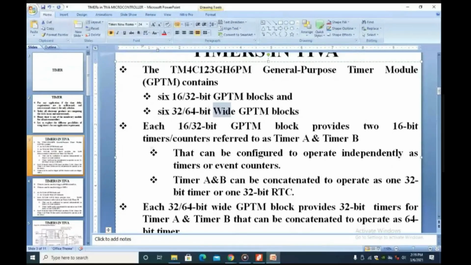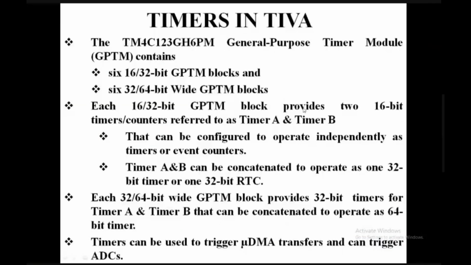And you can see the second bullet point. Each 16 or 32-bit general purpose timer module block provides two 16-bit timers or counters referred to as timer A and timer B. So there are two timers, right? Timer A and timer B. That can be configured to operate independently as timers or event counters. Timer A and B can be concatenated to operate as a 32-bit timer or 32-bit RTC. So that is the one you need to understand.